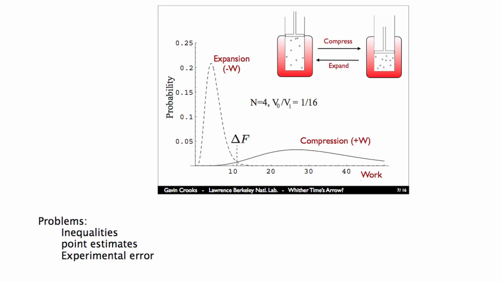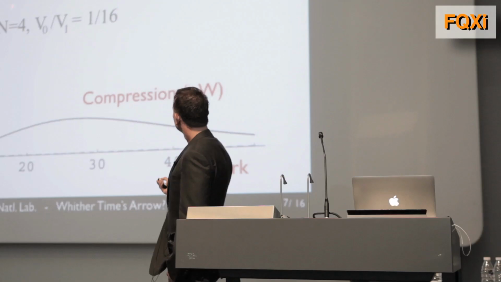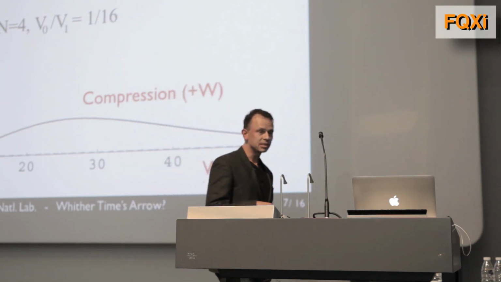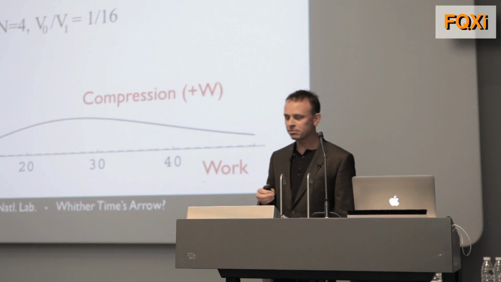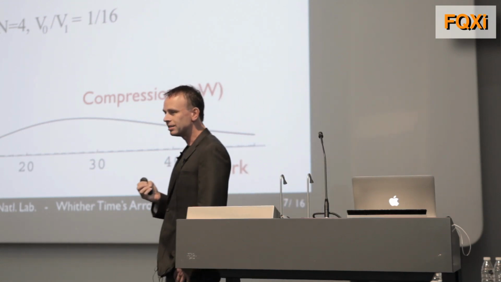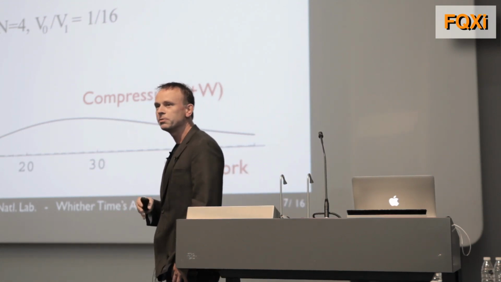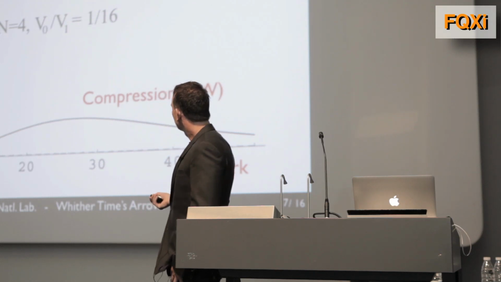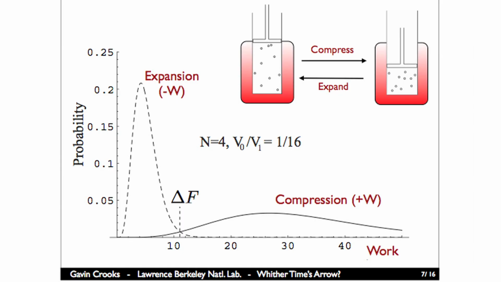So here's another example of that. Again, this is a silly toy model. It's of compressing a system like this, an ideal gas with only four atoms in it. It just happens to be the simplest toy model we can come up with that isn't Gaussian. There are plenty of toy models people came up with that just give Gaussian work distributions, which is not very interesting. So here we plot the work distribution for compression. We're compressing four atoms by a factor of 16.